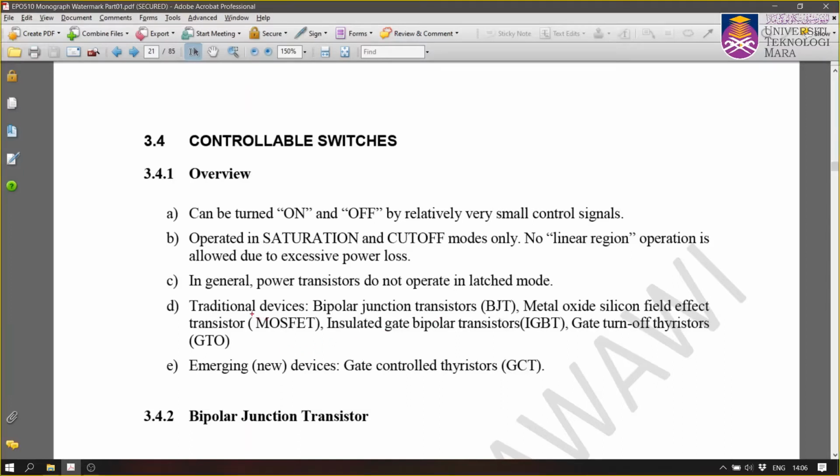But now when we talk about high frequency, we're going to use the MOSFET. But if it's not so high frequency, we use this IGBT. BJT is less used currently, more on the IGBT as well as MOSFET. Okay, and we also have these new devices, gate control transistors.